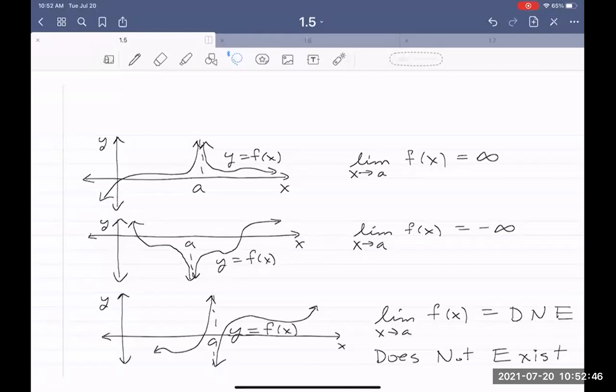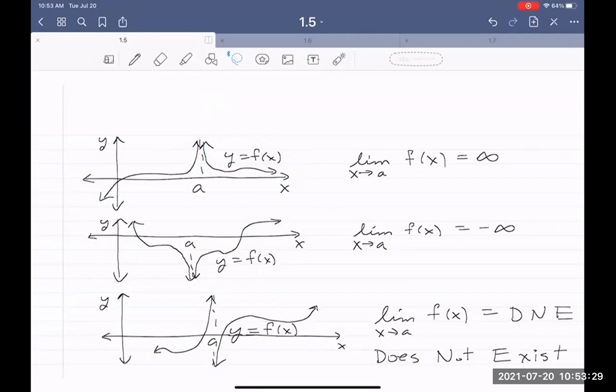Now let's look at a two-sided limit. So we're going to approach A both from the left and the right. If, as we approach A from the left and from the right, my y values are getting larger and larger and larger, then we say that the limit as x approaches A of f of x is positive infinity, because my y values keep getting larger and larger if I approach from the left or if I approach from the right.